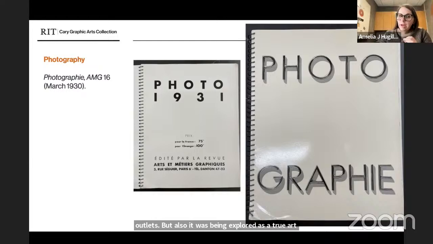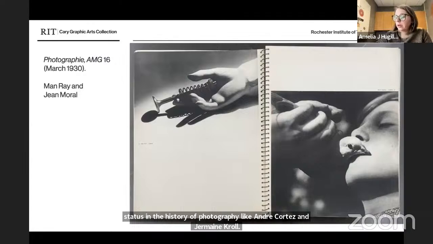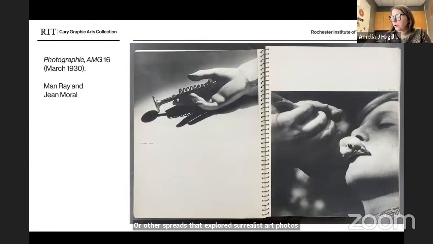So photography, the Arts et Métiers Graphiques 16, dispensed with all the regular columns. There's only one article in this issue, and instead it included a documentation of the state of photography with all different kinds of photographs presented, spanning fashion and portraiture here in this spread, with artists who would go on to attain a kind of star status in the history of photography, like André Kertész and Germaine Krull, or other spreads that explored surrealist art photos from Man Ray and Jean Moral.